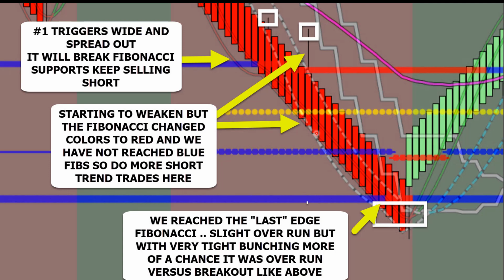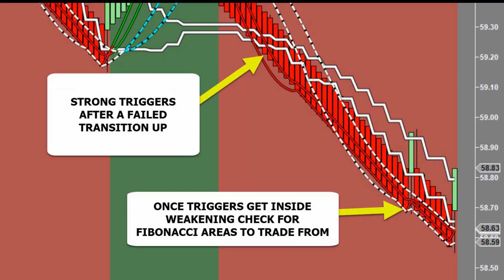And then ultimately, when you reach the last Fibonacci support and all of your trigger lines are bunched together, you're going to be on guard for the market to put in a reversal. Again, small triggers strong below all the others, after a failed transition up, it looks like. See how the synthetic triggers never crossed up? You will do a short trade 100% of the time, guaranteed, and you will be confident doing it.